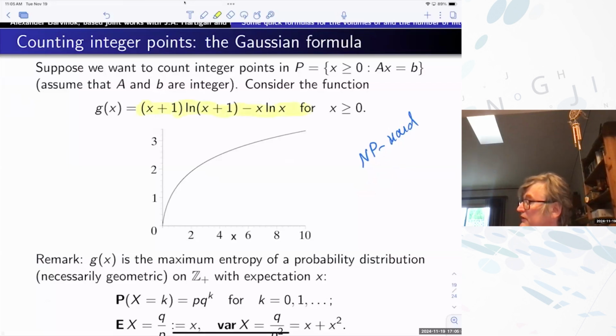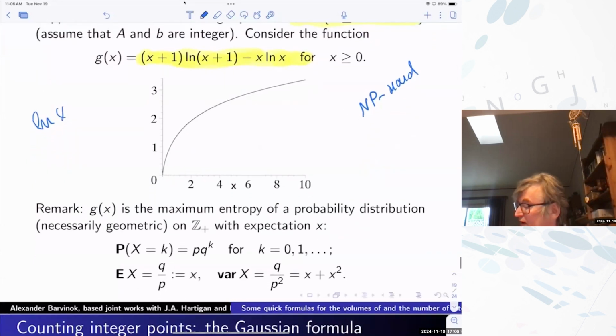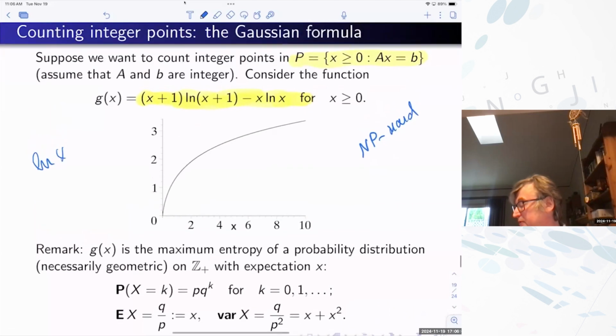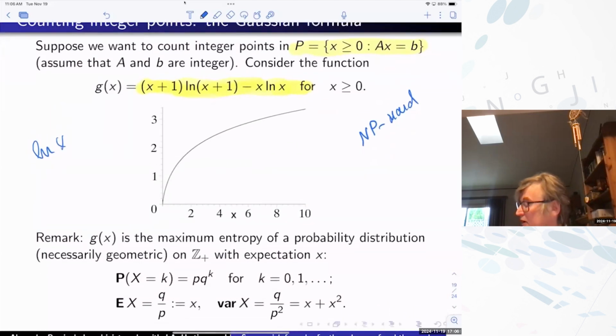So we assume that the polyhedron is defined, again, as an intersection of an affine subspace with the non-negative orthant, but the matrix and the right-hand side are integer. But now, instead of, remember, there it was the analytic center, log x, we consider that interesting function. And why do we consider that interesting function? It's, again, the maximum entropy type of argument. It's the maximum entropy of the probability distribution, which is necessarily geometric, which is supported on non-negative integers and has a given expectation. So we are again playing the same game.